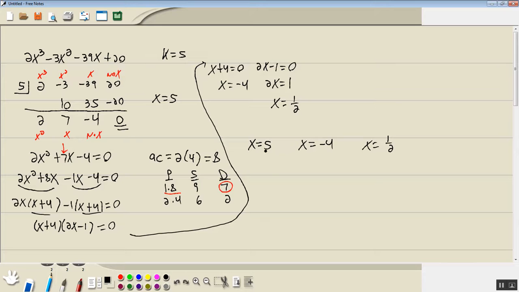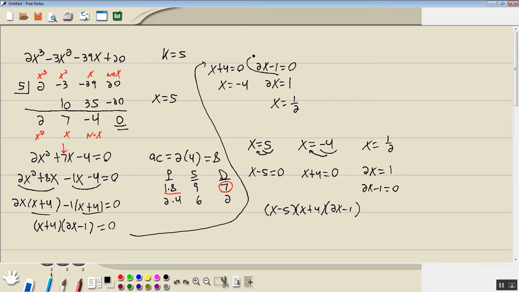Now we're going to take this 5 and move it over. That gives us x minus 5 equal to 0. We'll take this negative 4 and move it over. That gives us x plus 4 is equal to 0. Now we never want fractions, so we'll multiply everything by 2. 2 times x is 2x, and 2 times 1/2 is 1. Now take the 1 over, and we get 2x minus 1 equals 0. So this factors as x minus 5 times x plus 4 times 2x minus 1.